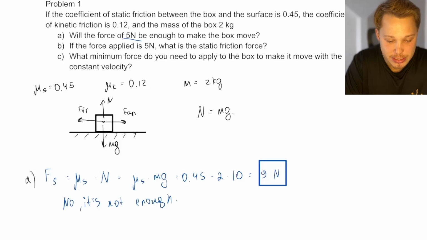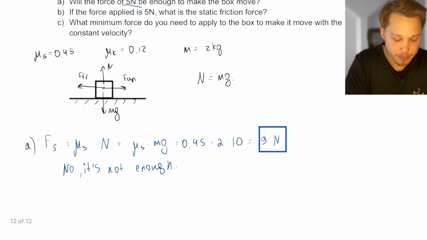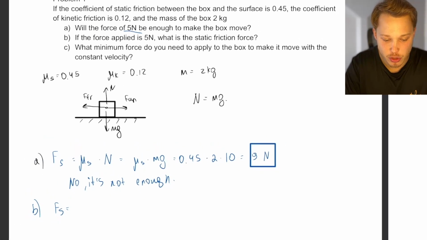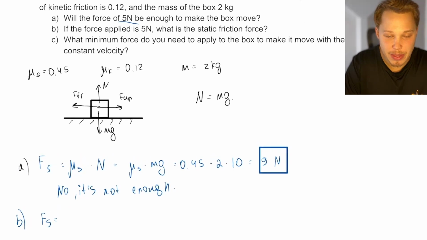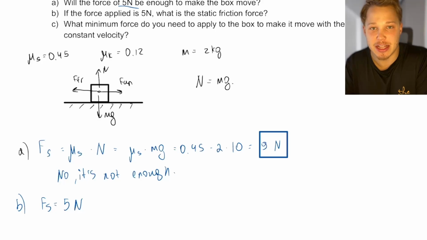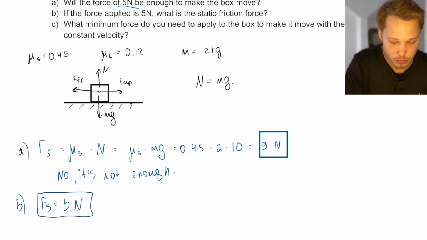So my question is then, if the force applied is 5 newtons, what is the static friction force? Hopefully, I want you to think about it for a second. What do you think? What is the static friction force if our applied force is 5 newtons? Hopefully, you said that the static friction force is equal to 5 newtons as well, again because it will just cancel out whatever the applied force is. So the static friction is 5 newtons.